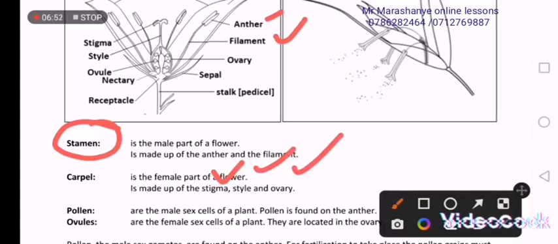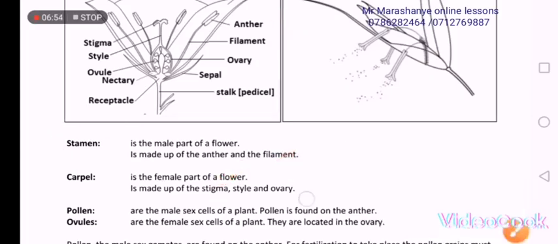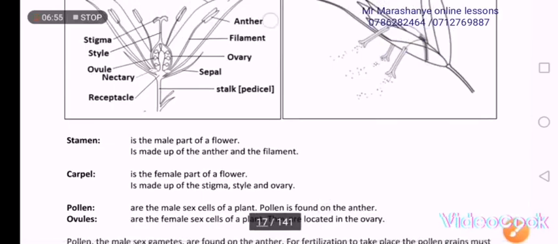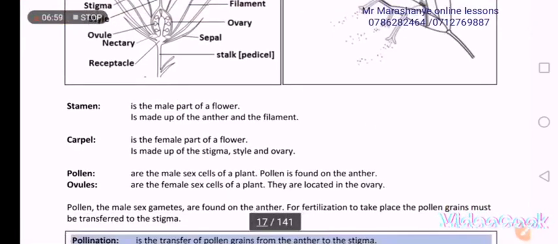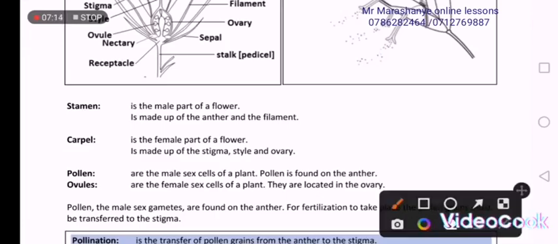Pollen grains, as you have seen, are produced by the anther. Pollen grains are the male sex cells of the plant. Pollen is found on the anther. Ovules are the female sex cells of the plant. Where are they located? In the ovary, which means inside the ovary, as you can see above. My ovules are inside the ovary.